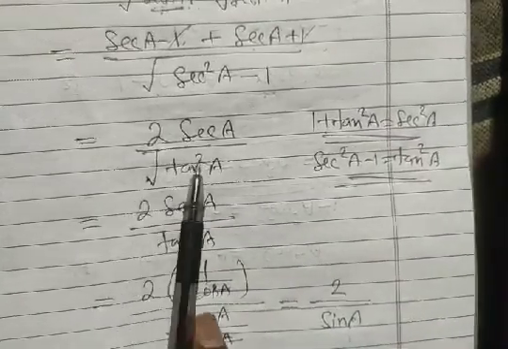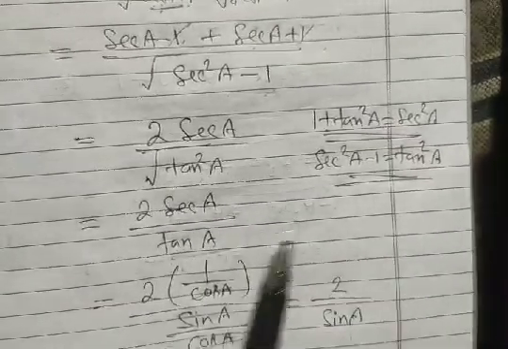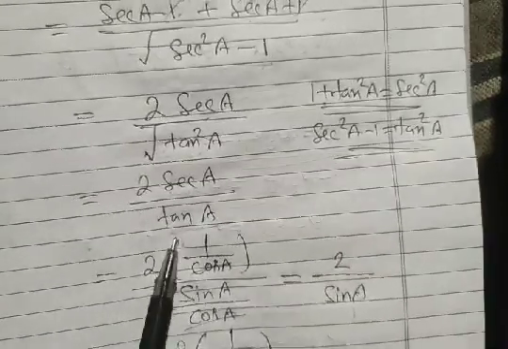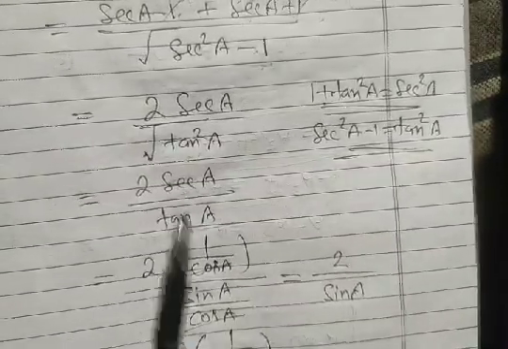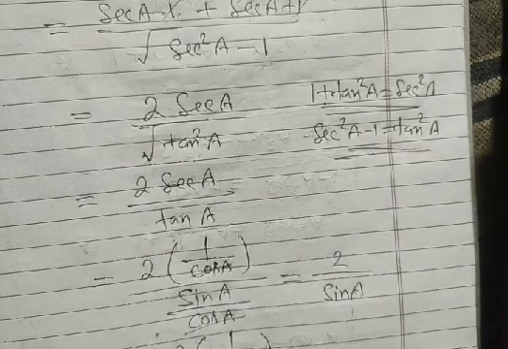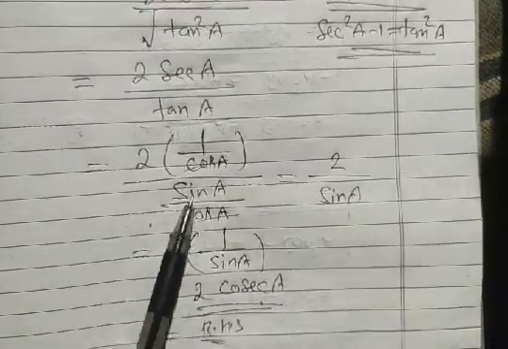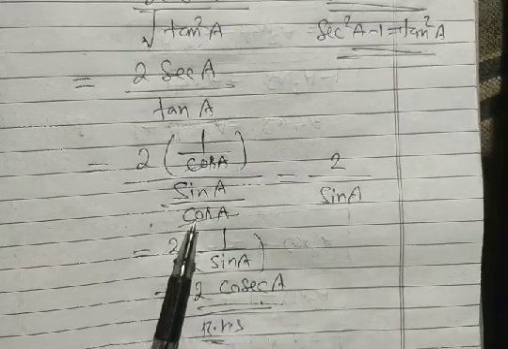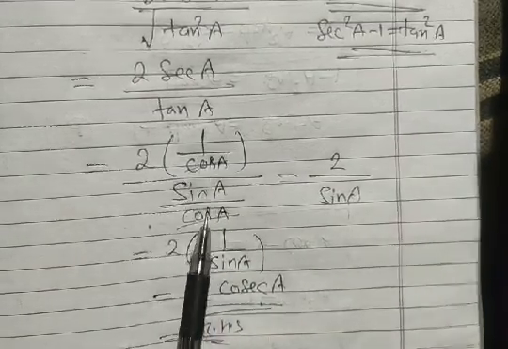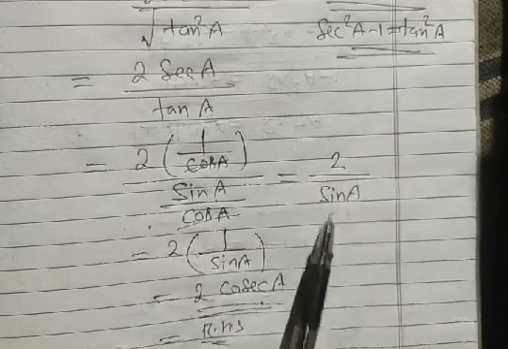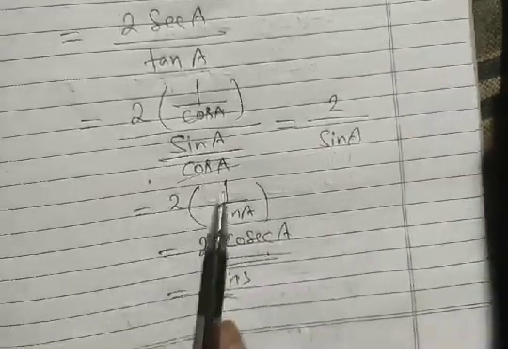Now in this it's a square inside the square root, so we have tan a. Now we have 2 sec a upon tan a. The sec a is defined by 1 by cos a, so we are changing sec a in terms of cos. After that our tan a can be written as sin a upon cos a. Then our cos cancels out. Then we have 2 upon sin a. It can be written as 2 into 1 upon sin a.